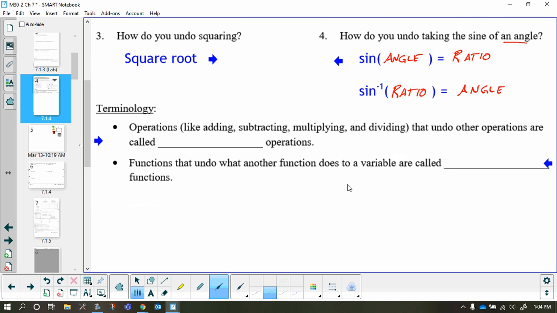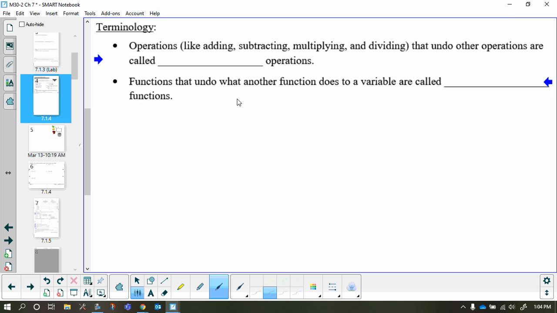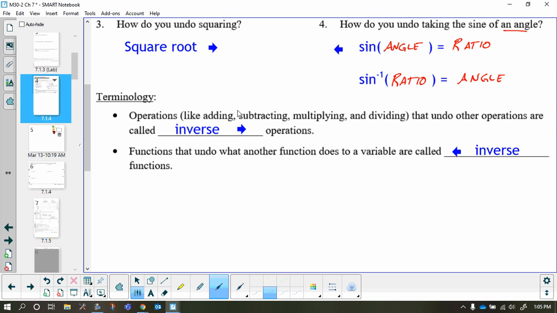Operations like adding, subtracting, multiplying, and dividing that undo other operations are called inverse operations. Functions that undo what another function does to a variable are called inverse functions. So it's a similar idea, but now we're working with functions, not just operations. Although here we could say the sine of an angle is a function, and inverse sine of an angle is also a function.